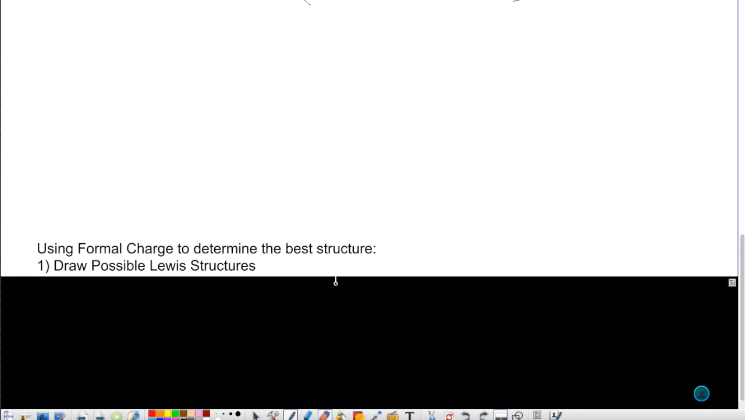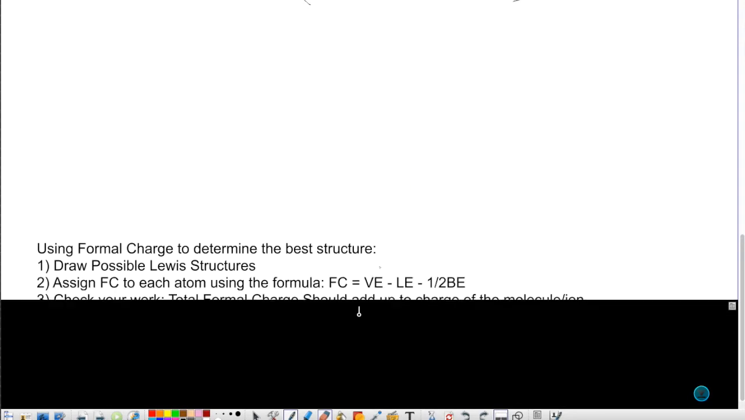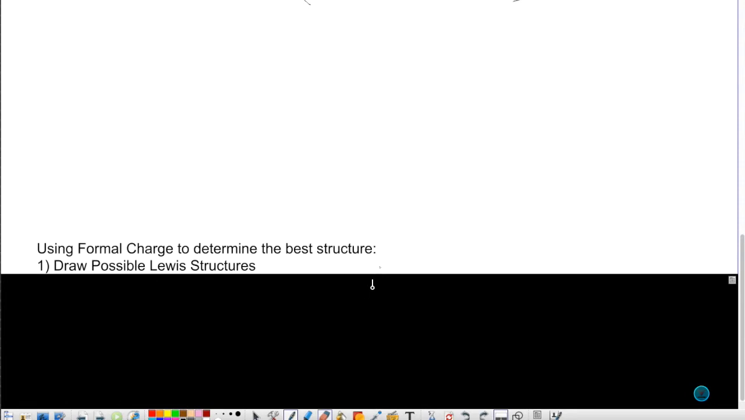So let's go through this bit by bit. Draw possible Lewis structures. Check, okay? Now, once you've done a couple of these, you'll learn how to predict what you're going to need. So you can be strategic about what structures you choose, but that's a little bit more of an advanced level thing. So you'll need some practice first. I would say generally start with no double bonds and work up to 2 or 3 or however many you need.